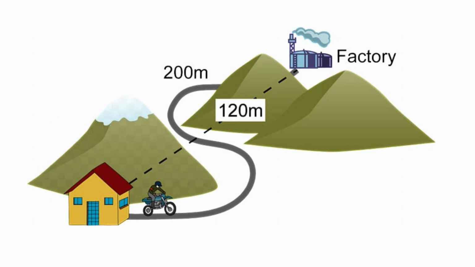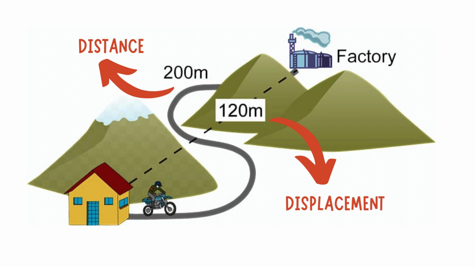Let us take a look at this picture. A man goes to work by motorcycle as shown in the diagram. Let 200 m be the length of the curved path between man and factory. Then 200 m is the distance between these 2 points, whereas the shortest distance of 120 m in the same direction is called displacement. It is a vector quantity and is represented by d.